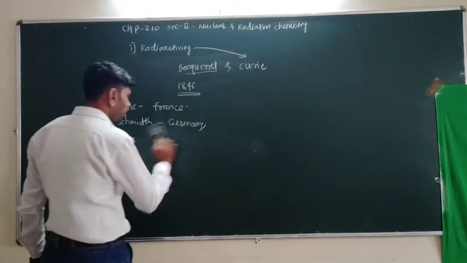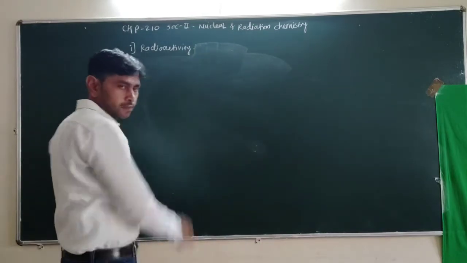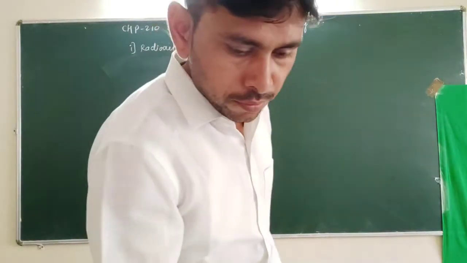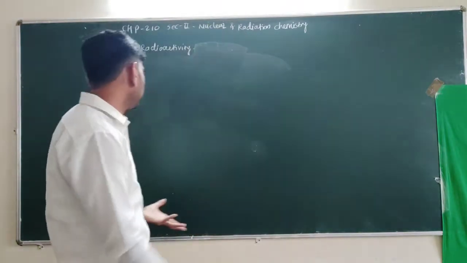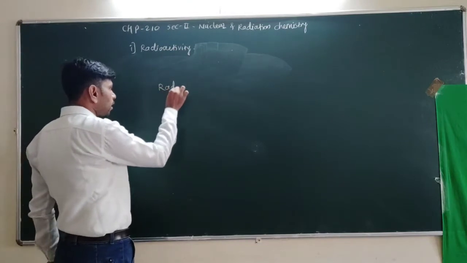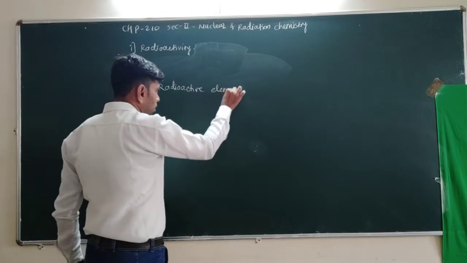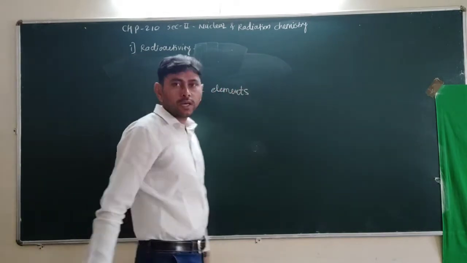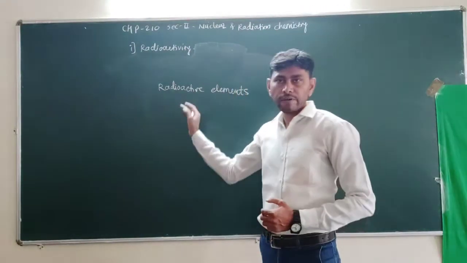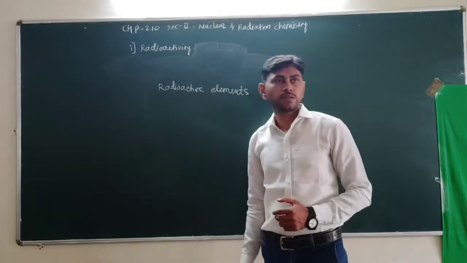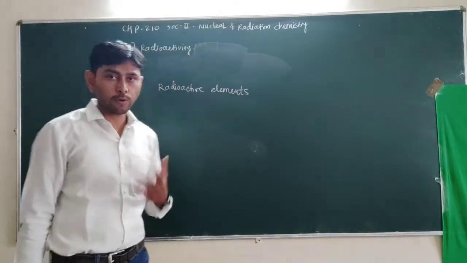Now let us look at which elements we call radioactive elements. We know that more than 118 elements have been discovered till date, out of which certain elements are non-radioactive and certain elements are radioactive. So which are the radioactive elements? There are certain properties of radioactive elements which make them different from non-radioactive elements. We have to study these properties.